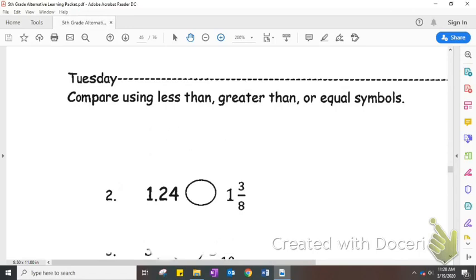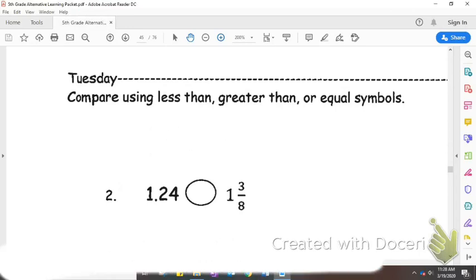Get rid of that one, get rid of this one here, so that we can really focus. 1 and 24 hundredths. How does it compare to 1 and 3/8? Okay, so for this one, there are a couple of different things we could do. 24 hundredths is about 25 hundredths. So we could say that 1 and 24 hundredths is about 1 and 1/4.